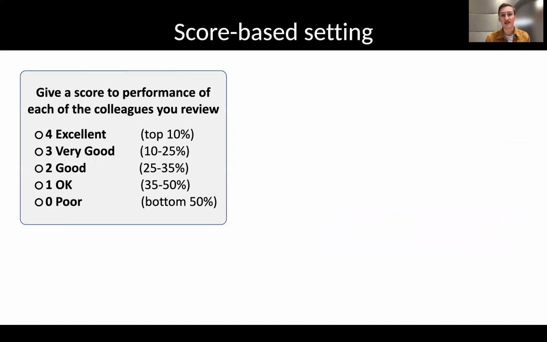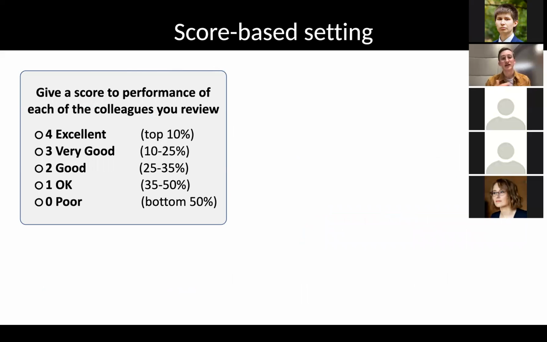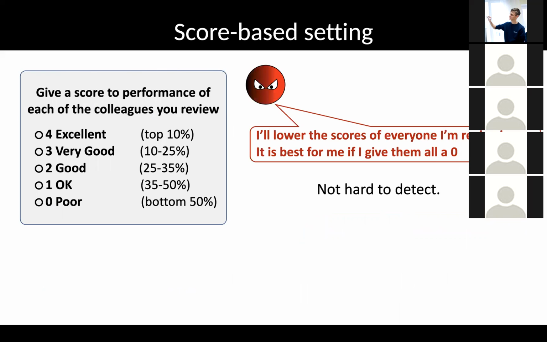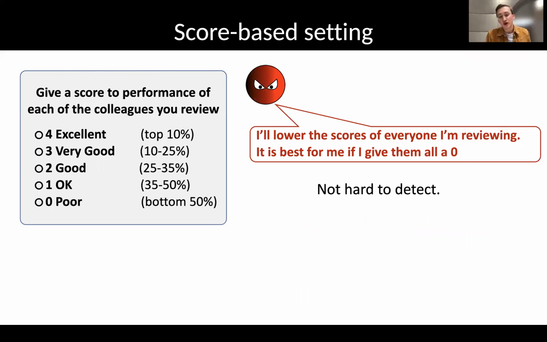And to this end, let's start from the score-based setting. In this setting, you are assigned to evaluate a couple of colleagues, and what you need to do is to give a score to each of them. And if you think a little bit, it's not hard to see that the dominant strategy here is to just give the 0 score to everyone you're reviewing. If they were higher than you, then maybe your score will help you.